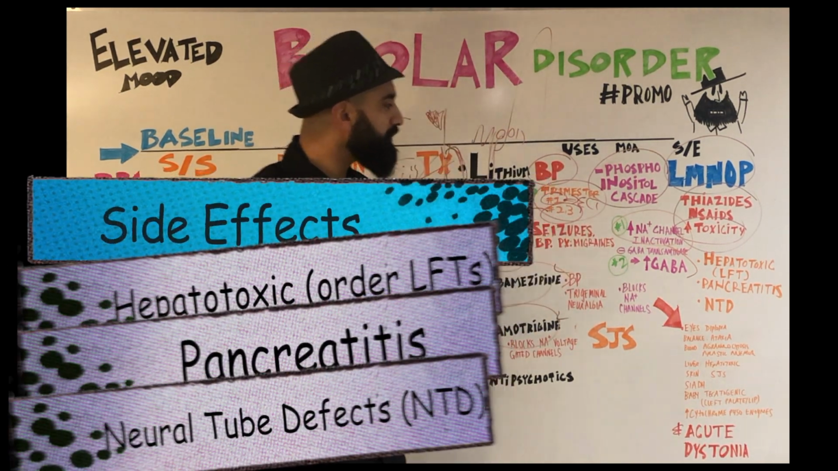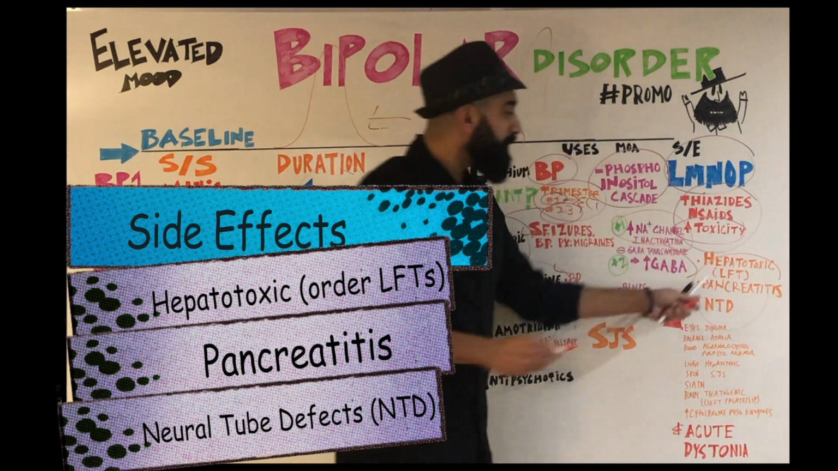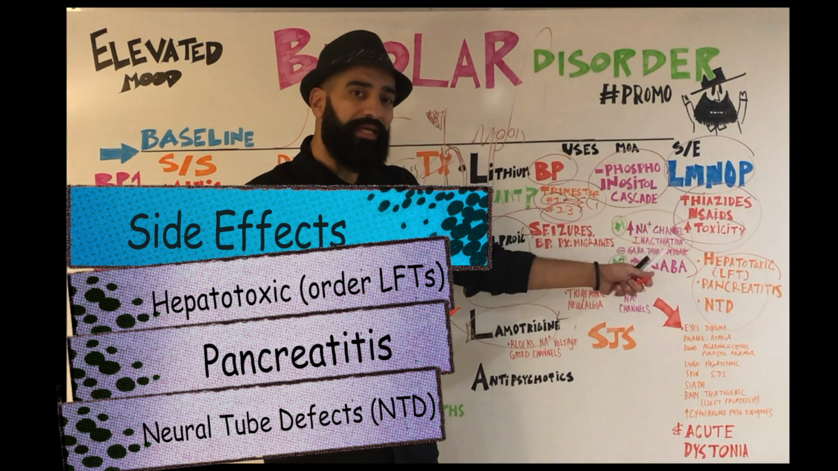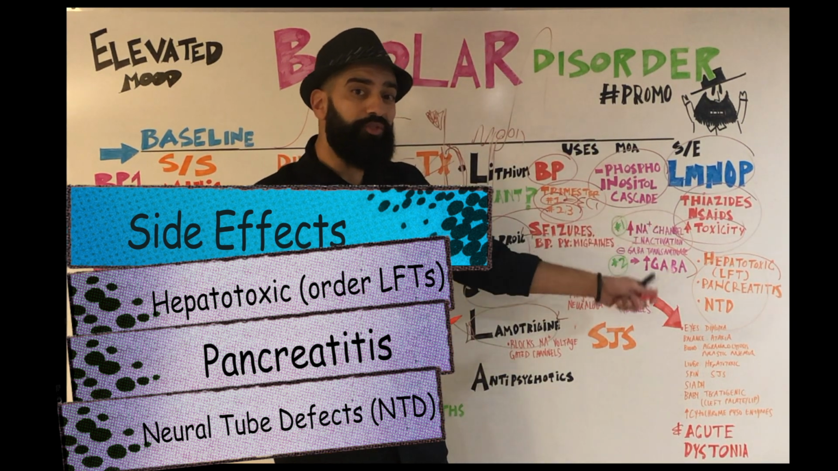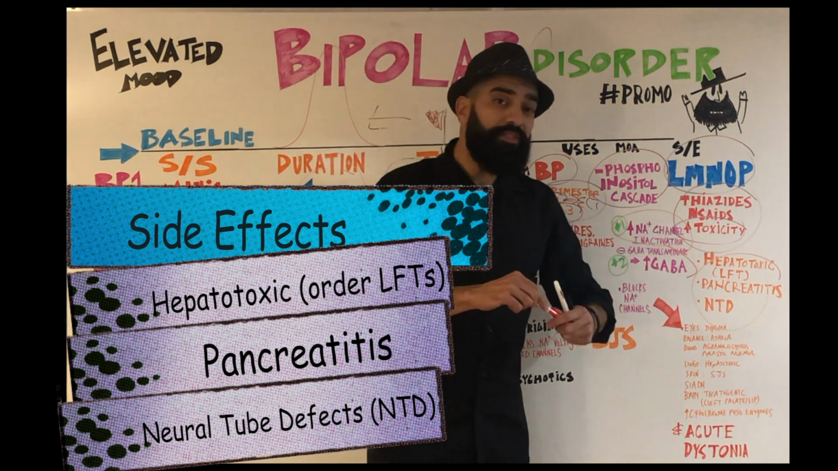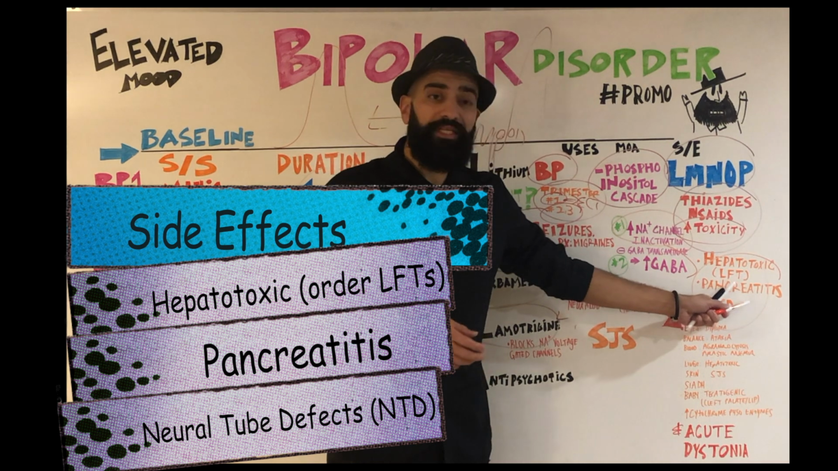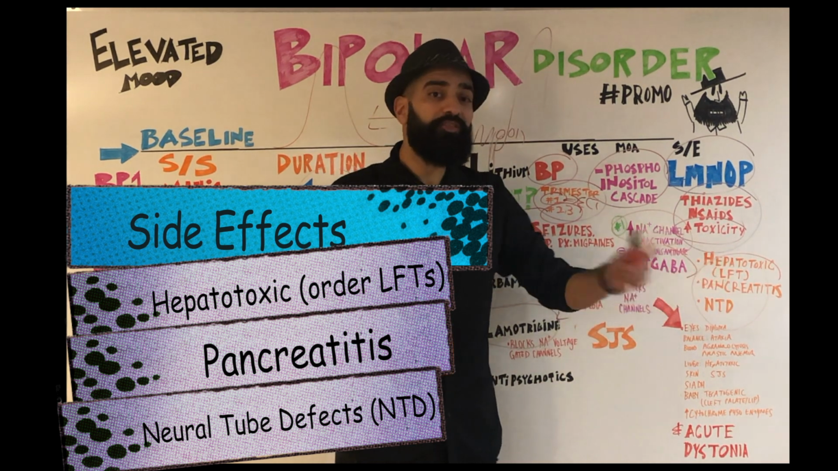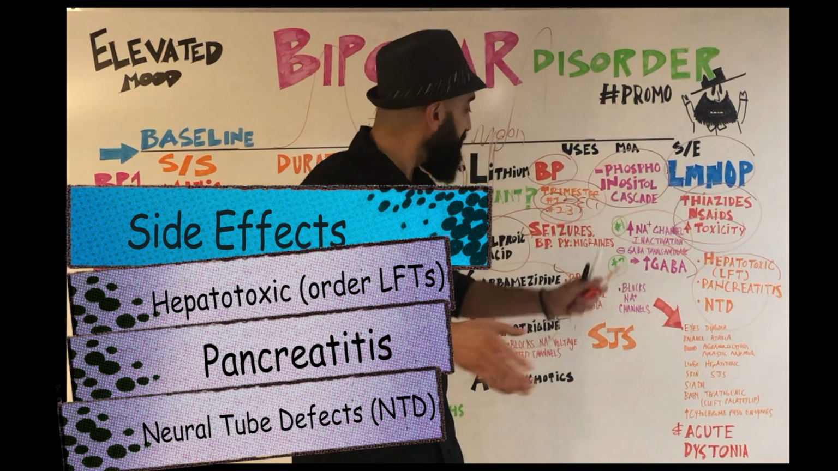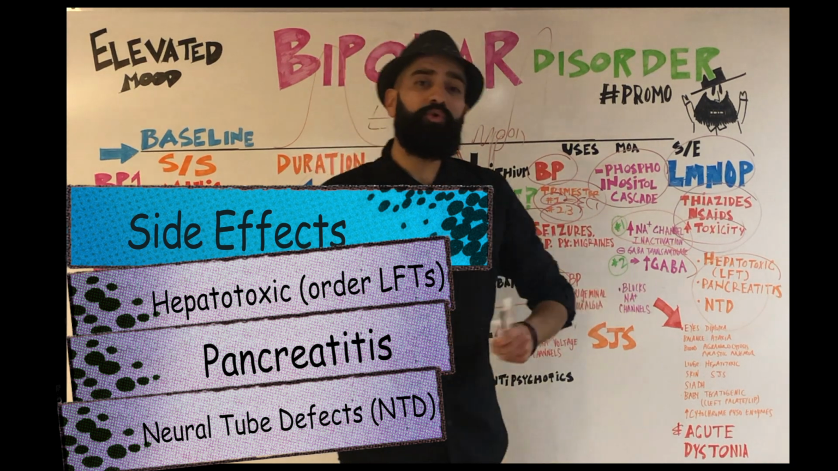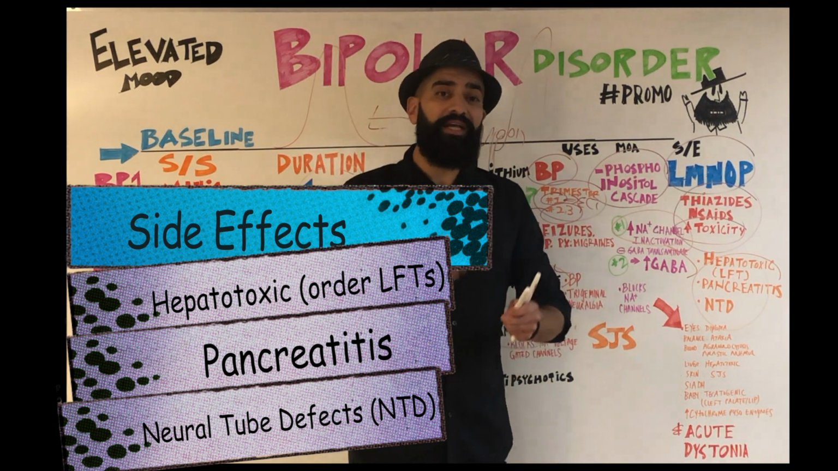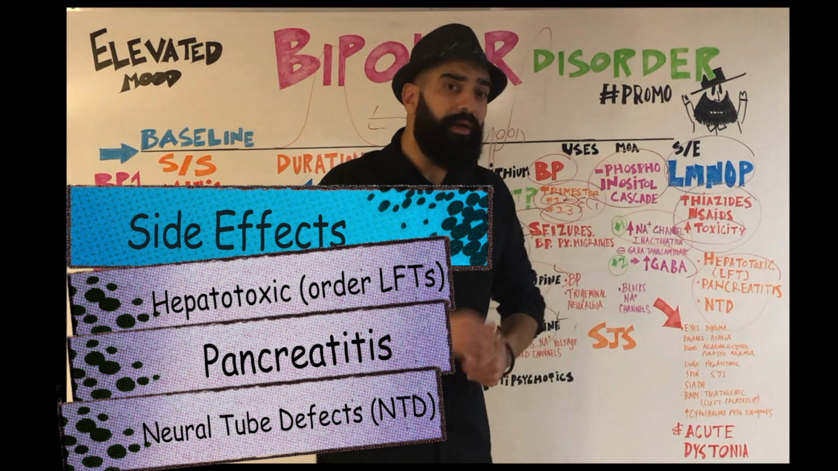What are some side effects? It affects the liver, it affects the pancreas, and it can also cause neural tube defects. So of course, it's going to be contraindicated in pregnant females. It's going to cause pancreatitis, like we said. It's going to be hepatotoxic. So make sure that if someone is taking Valproic Acid, you order LFTs, liver function tests, on a regular basis.